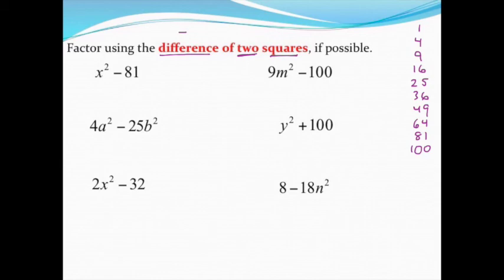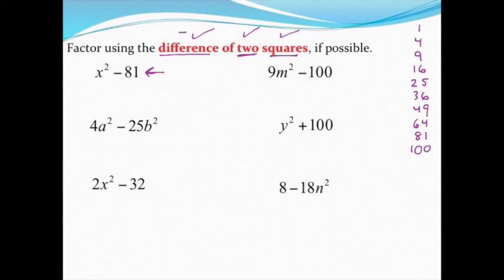So let's go ahead and see how this method then actually works. Let's check and make sure we can factor it for this first problem, x squared minus 81. First thing is, it is a difference problem. I can see a subtraction sign. I can see there are two terms. It is a binomial, and last up, it is a perfect square because 81's in my list.